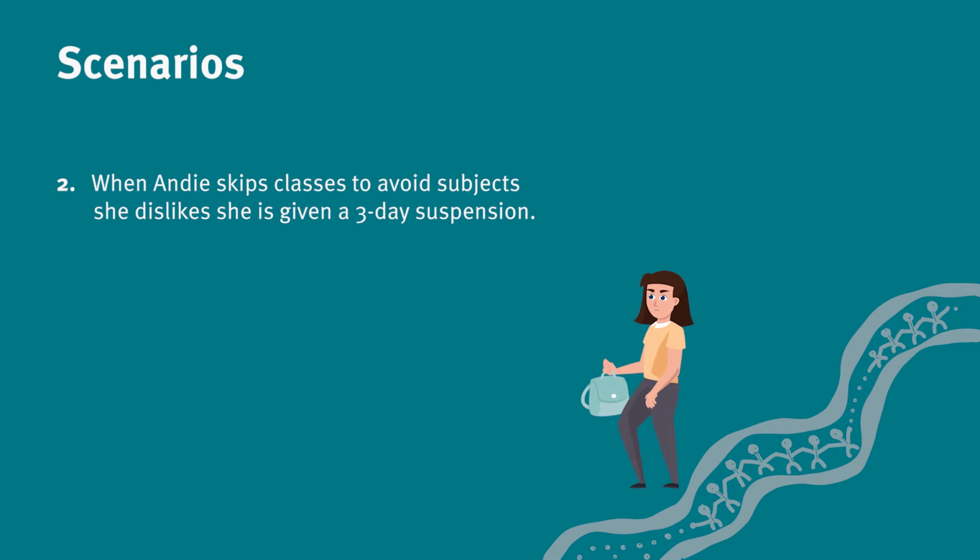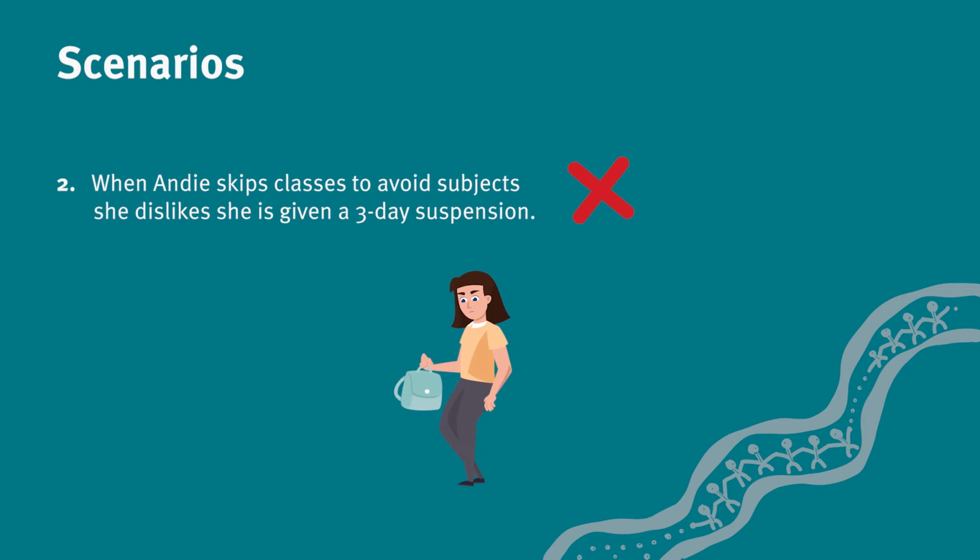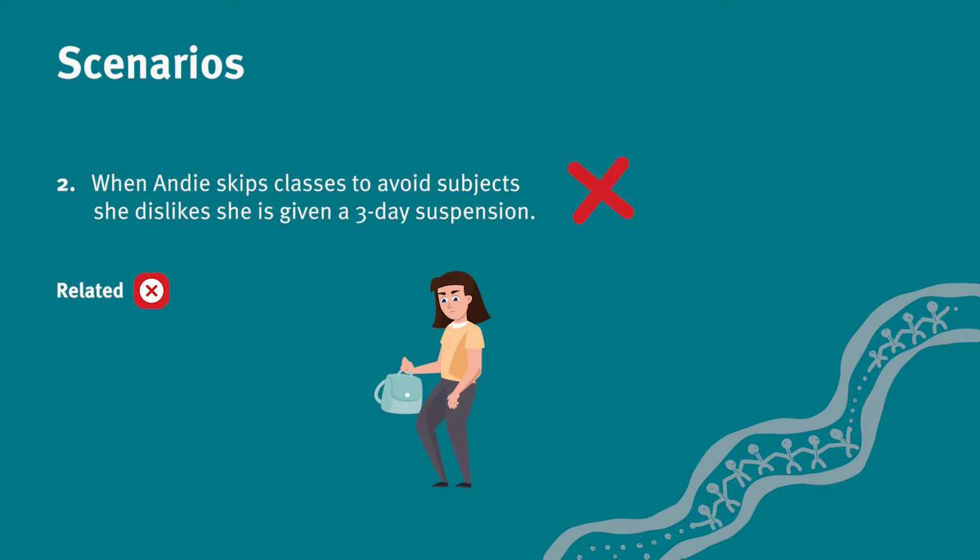When Andy skips classes to avoid subjects she dislikes, she is given a 3-day suspension. No, this consequence is unlikely to be effective. Related. If the purpose is to avoid classes, Andy is being given exactly what she wants.